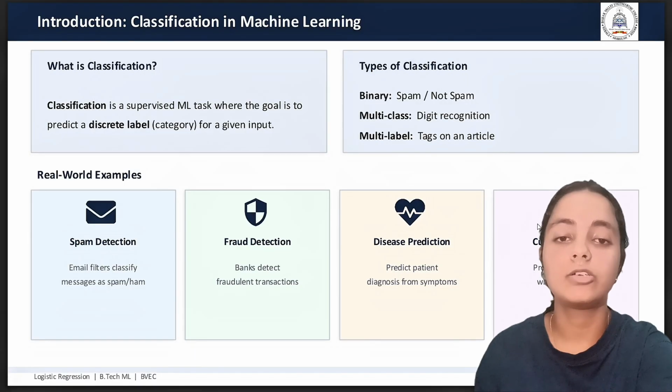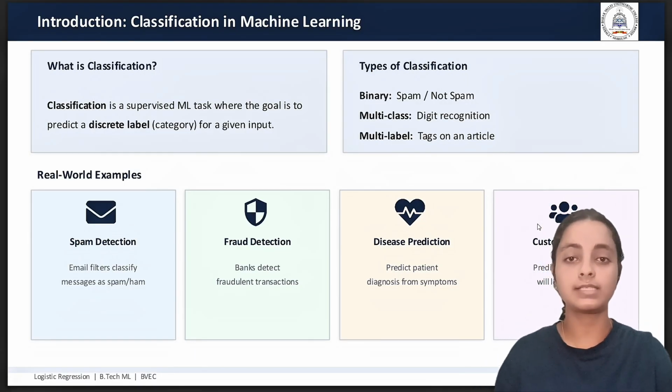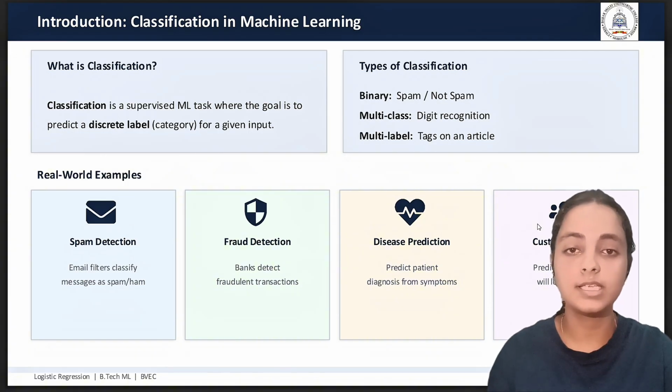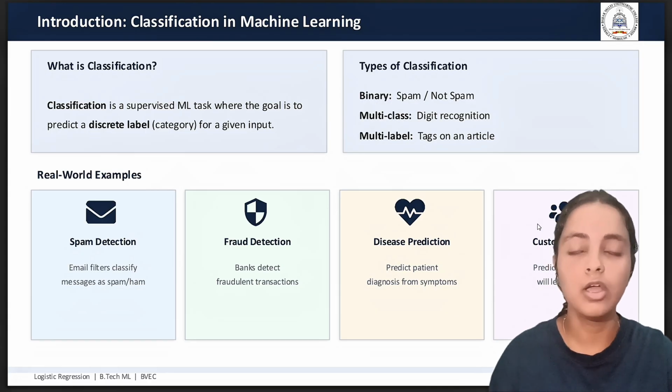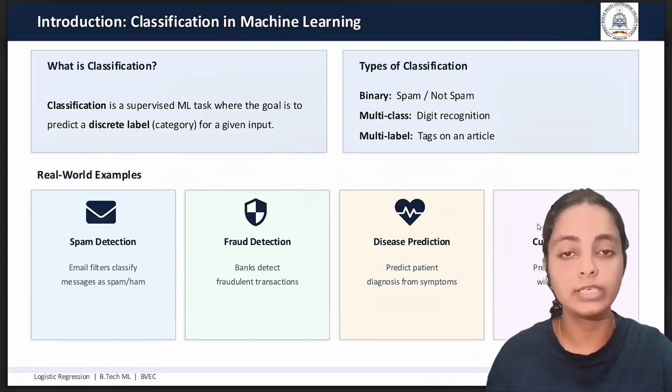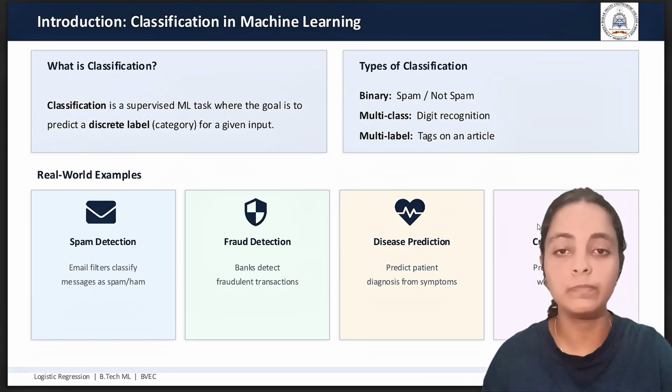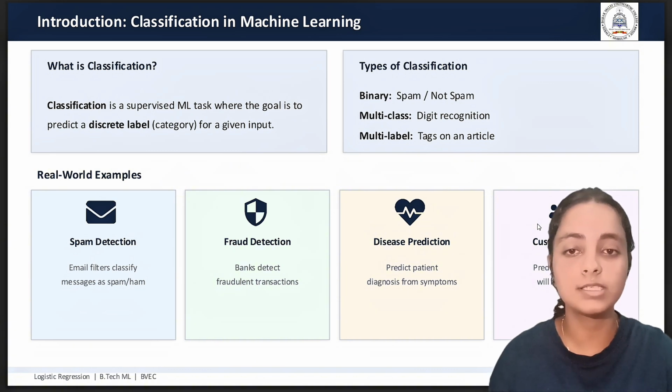Before learning about logistic regression, it is important to understand classification in machine learning. Classification is a supervised learning process where the model predicts a category or label based on the given data. For example, identifying whether an email is spam or not spam, detecting fraudulent transactions, or predicting diseases from symptoms.